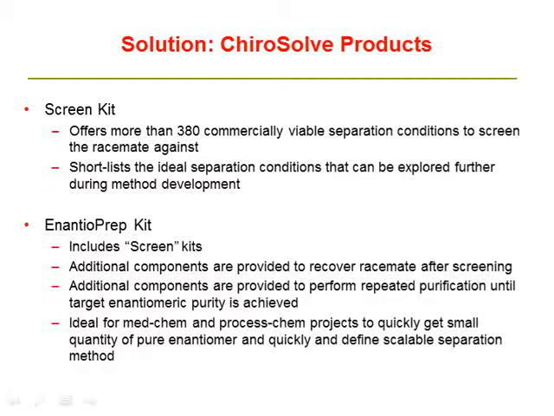The solution: ChiroSolve products. There are two products. The screen kits offer more than 380 commercially viable separation conditions to screen the racemate against and shortlist the ideal separation conditions that can be explored further during method development. The Enansho prep kits include the screen kits. Additional components are provided to recover the racemate after screening, and additional components are also provided to perform repeated purification until target enantiomeric purity is achieved.